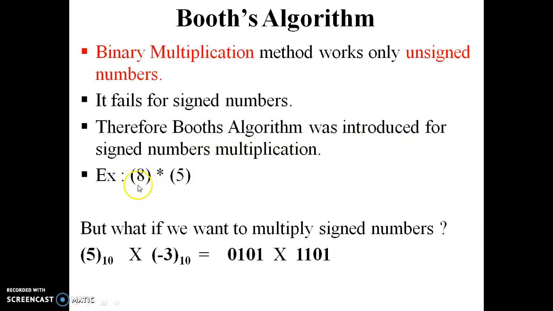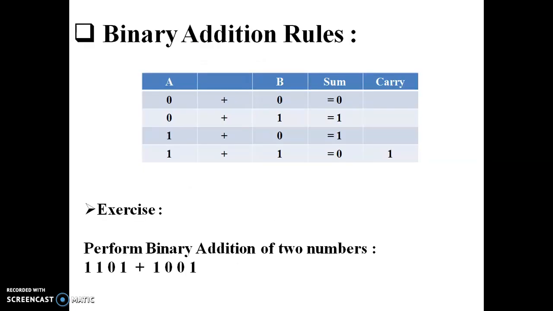So 8 into 5, both the numbers are positive. Here, binary multiplication can work very well. But what if we want to multiply signed numbers? Signed numbers are what? 5 into minus 3. One is positive, one is negative. It becomes a difficult task, or it gives an incorrect answer if we do it by binary multiplication. So Booth's algorithm was introduced.